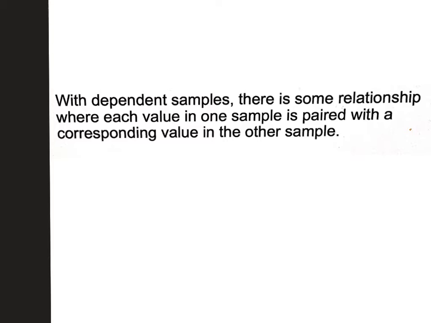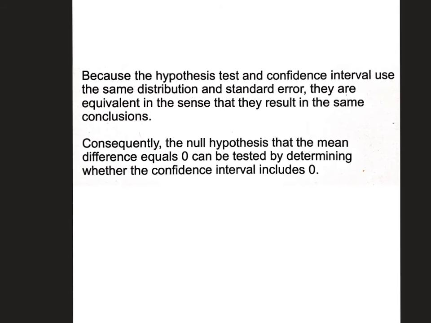With dependent samples, there's some relationship where each value in one sample is actually paired with a corresponding value in another, so they're actually paired together. Because the hypothesis test and confidence interval use the same distribution of standard error, they're equivalent, they give you the same result. Sometimes the confidence interval gives you a different result, but when we're doing matched pairs, they both give you the same result.